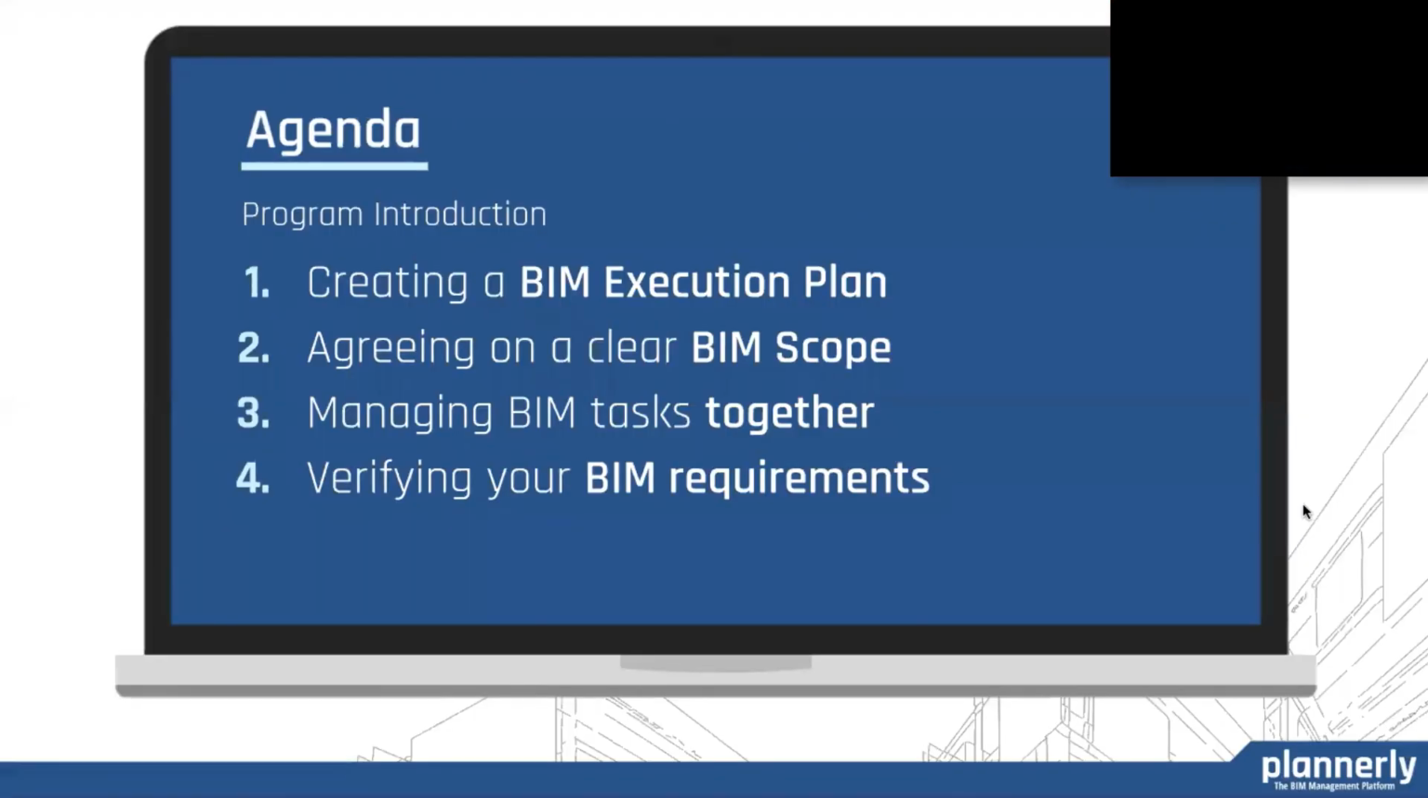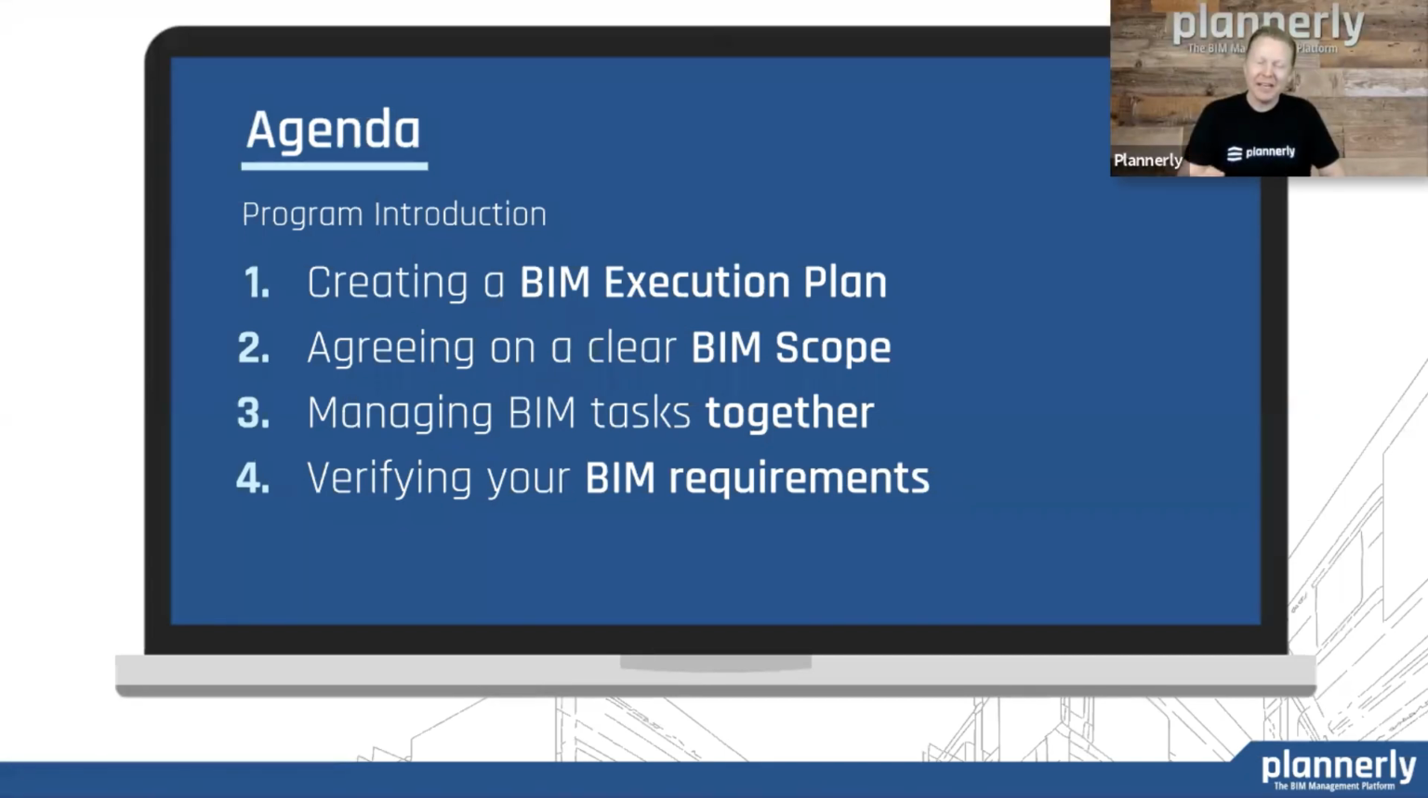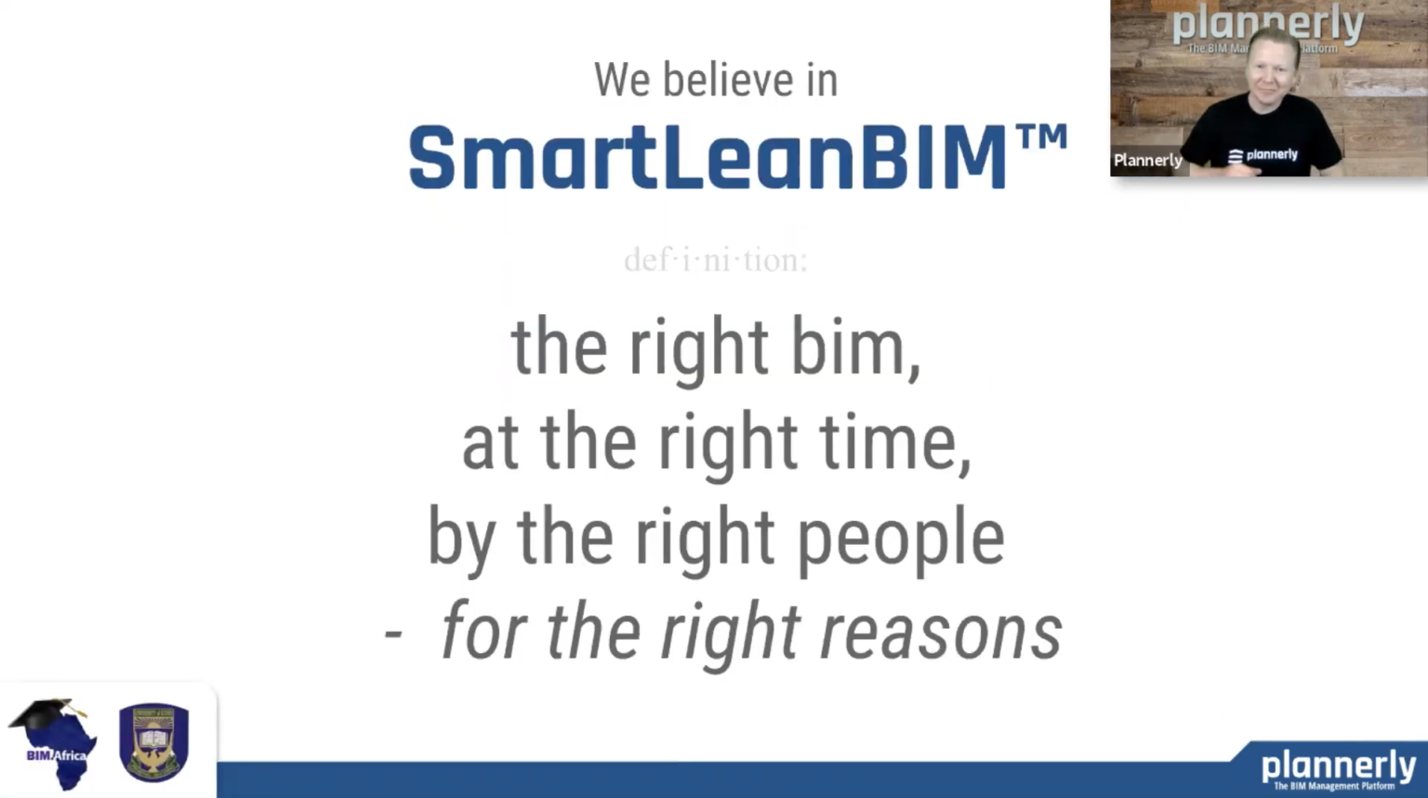So the agenda, first of all, we'll have a bit of an introduction about BIM and BIM execution planning. And then we'll talk you through 4 areas that are really important for BIM, building information modeling. And they are related to how you create the plan, how you create and agree on a scope, how you manage tasks to understand completion, and then how you verify that the objects and the elements and the information and the geometry and the data is all accurate and you can then use it. So a lot to cover.